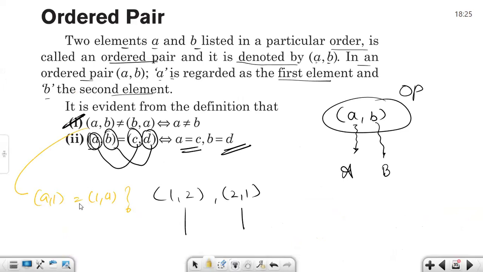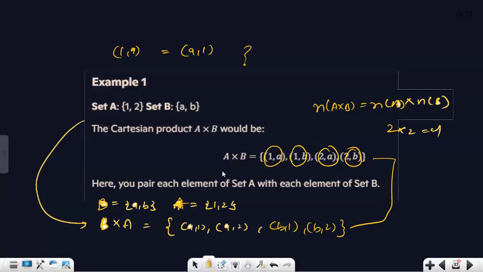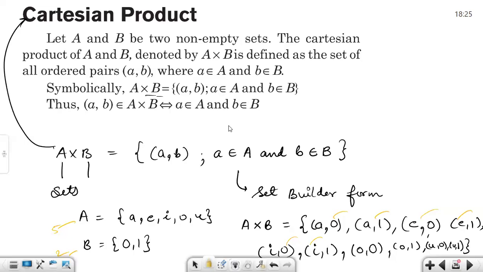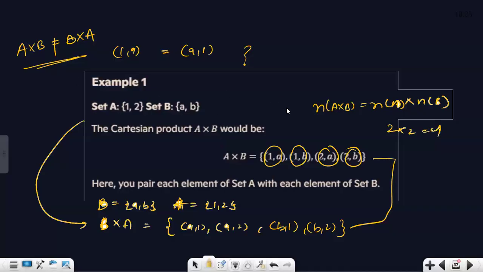No, because in an ordered pair, order matters. The term itself says ordered pair. So that is why these are two different sets, and the commutative property is not true for the Cartesian product. After observation, we have found that the number of elements in the Cartesian product of two sets is equal to the product of the cardinalities of the two sets. And the Cartesian product of A to B is different from the Cartesian product of B to A.